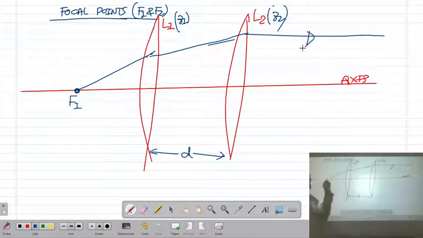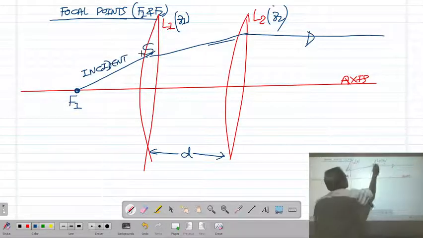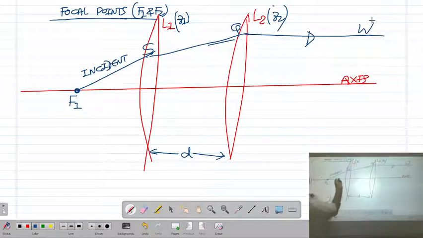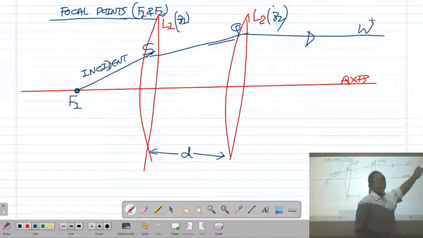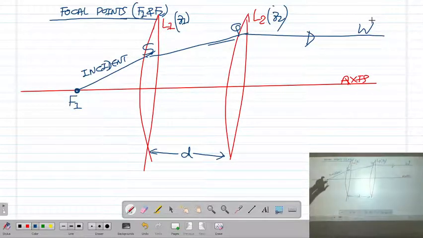So this is the incident ray, the ray of light passing through point F1 and incident on the lens system at point S. It undergoes refraction in the lens system, and after refraction it will be rendered parallel to the axis. This F1 is called the first focal point.